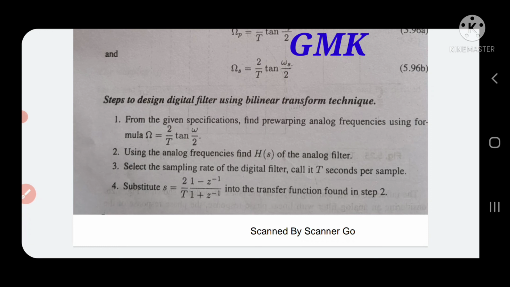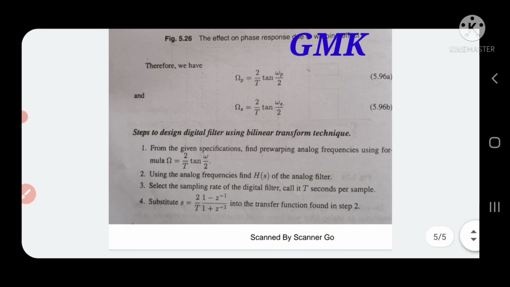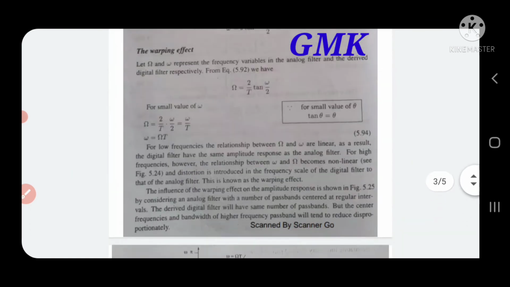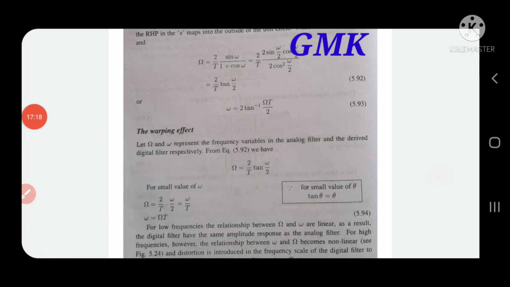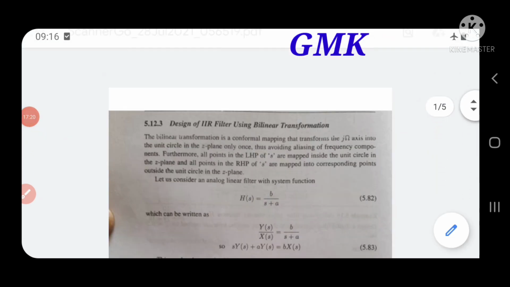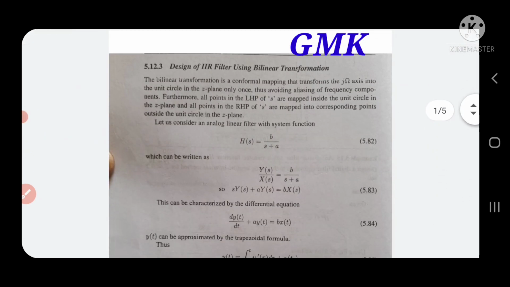Whatever transfer function we have in the analog domain, that transfer function can be replaced with s is equal to 2 by T into (1 minus z inverse) by (1 plus z inverse). So obviously we can get the equation directly. This is a complete introduction as well as analysis of the design of IIR filters using the bilinear transformation. It is also one of the most important questions from the external point of view as well as the internal point of view.